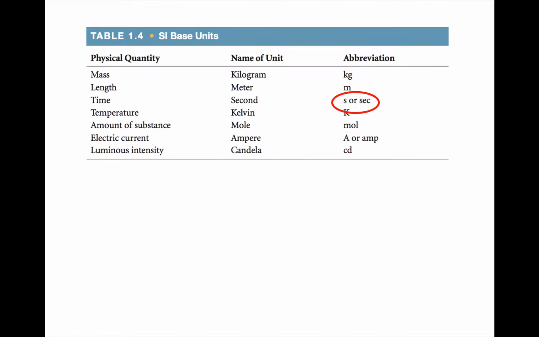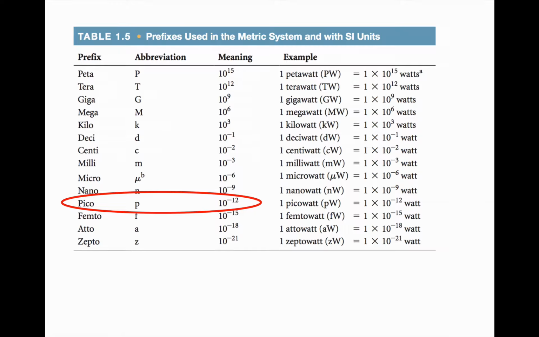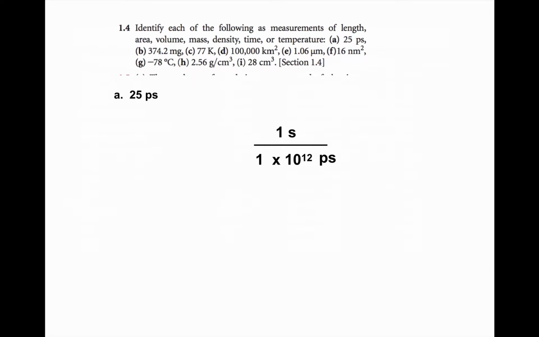25 picoseconds. Okay, so with the Standard International System, the SI system, there are 7 base units, and second is the base unit for time, so time is a base unit. There is a prefix pico, meaning trillionth, a ridiculously small fraction of a second. Put the two together, 25 picoseconds, and you've got a really small fraction of a second. For every 1 second, you've got 10 to the 12 picoseconds. So picosecond is a measure of time.